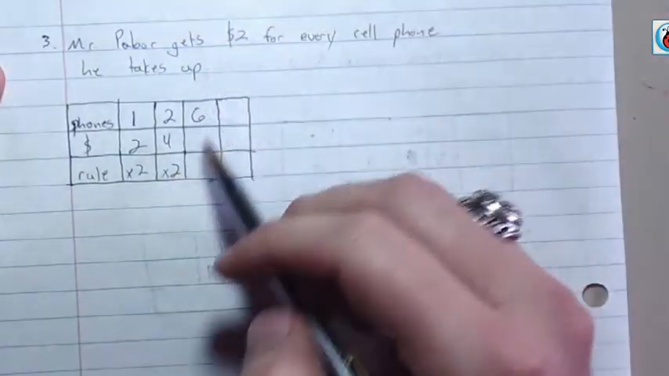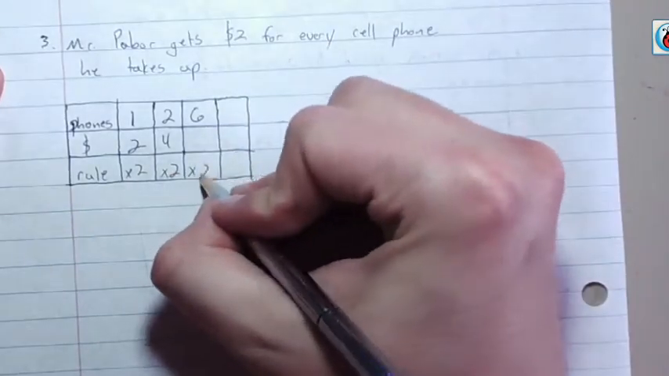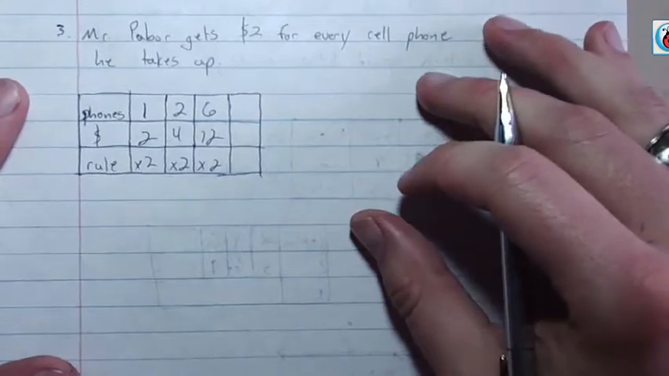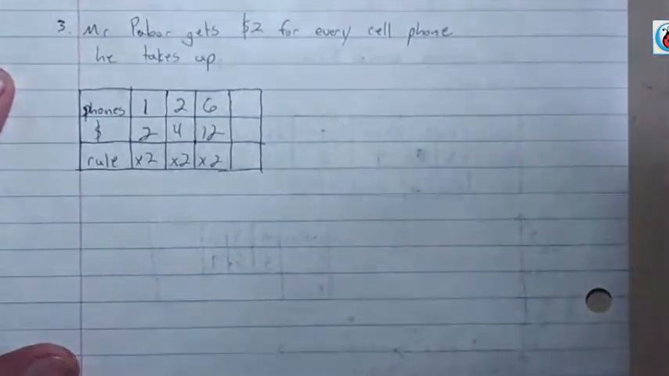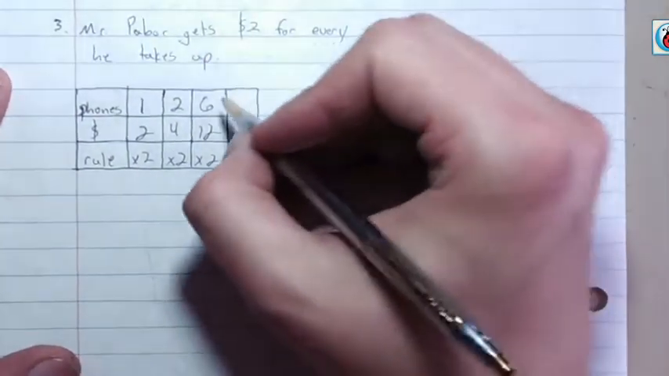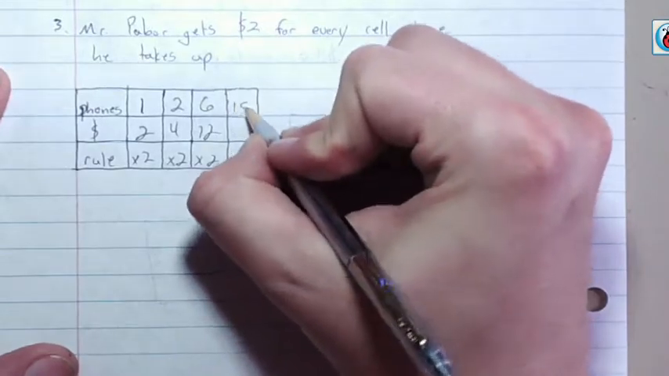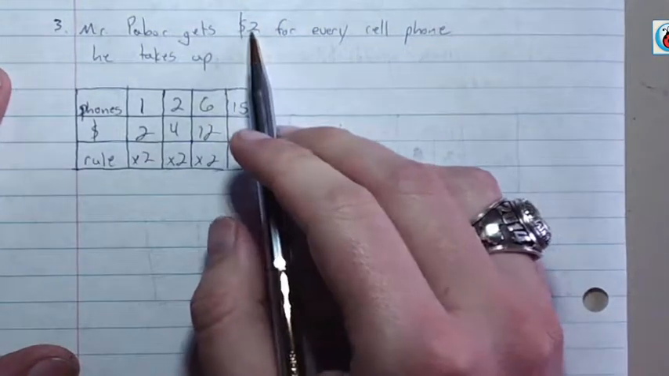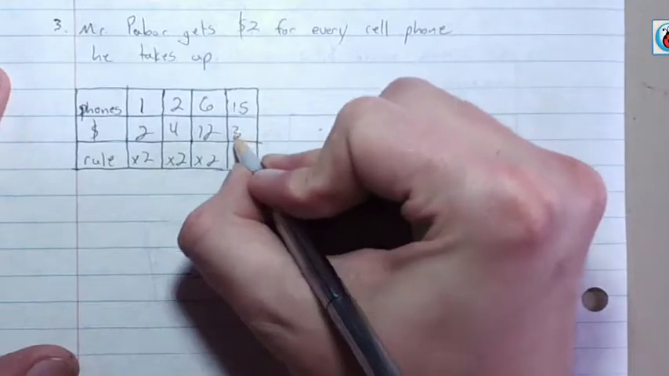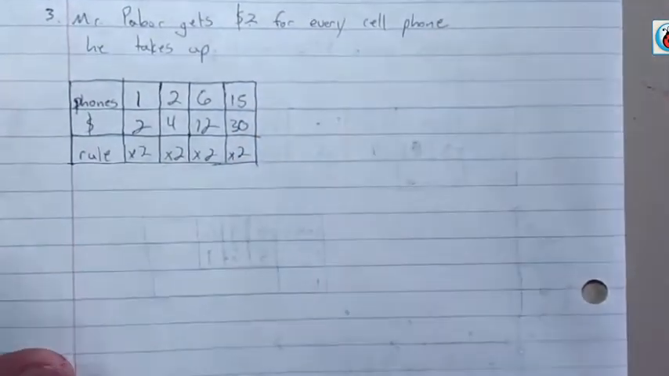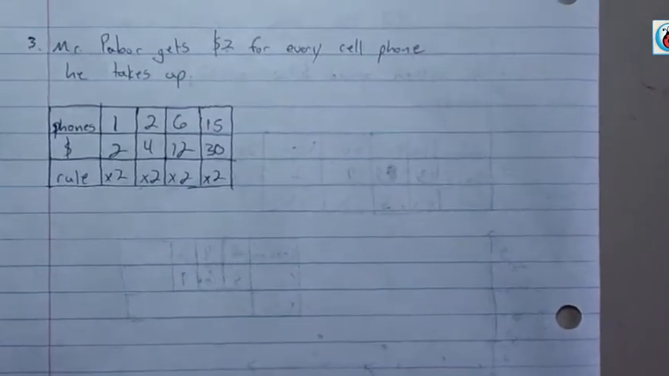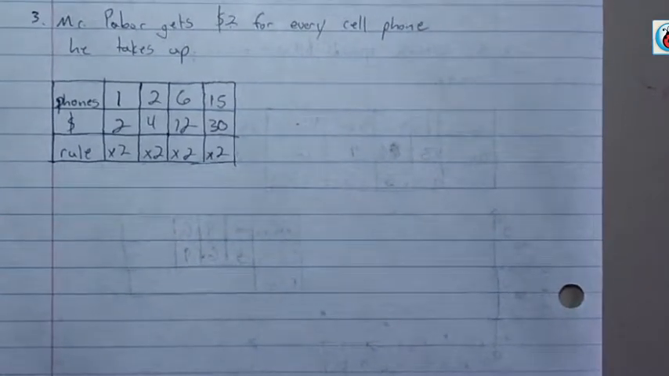Let's say I took up 6 cell phones. Well, if my rule is times 2, 6 times 2 is going to give me 12, so I'd make $12 that day. And then let's say that my 7th and 8th period decides to be a little wild and they're all on their phones and we have 15 people get theirs taken up. Well, then I can multiply 15 times the $2, which would give me 30 again. Alright, so what I want to do now is take this data from the table and put it into a graph, and that way we can reinforce that this really does have the same effects.